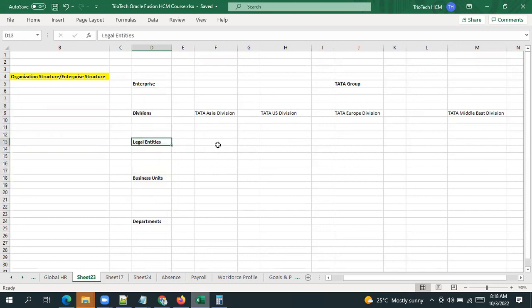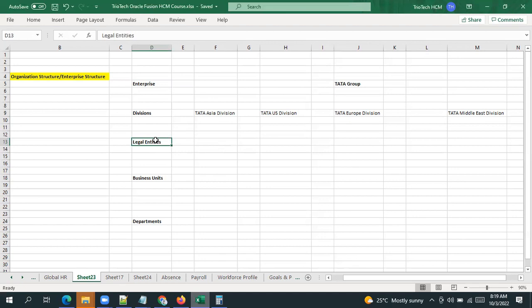In real time, for any organization, there will be a top group or mother holding group. That in the Fusion system, we will call the enterprise. And in whatever areas they have their business operations, we create those as divisions. Then under each division, we define legal entities. What are all the actual registered companies of our client that are operating in the market? That is called a legal entity.